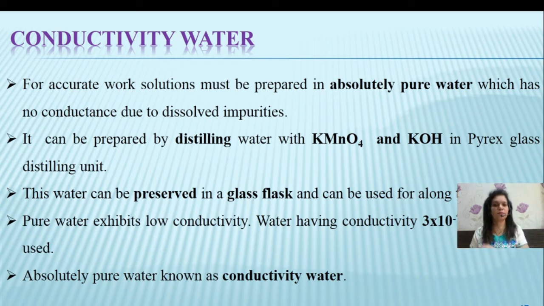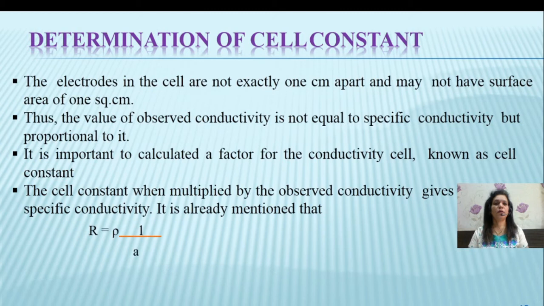We can preserve that water in a glass flask for a longer time to do the experimental work by utilizing this conductivity water. Pure water exhibits low conductivity. Water having conductivity 3 × 10^-7 can be utilized, or absolutely pure water can be utilized as conductivity water.